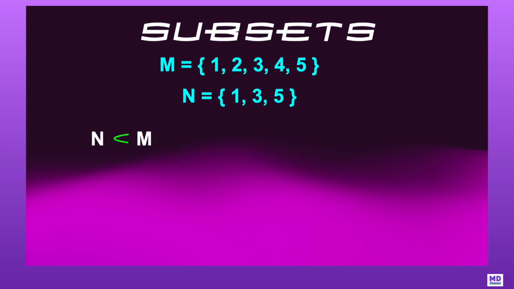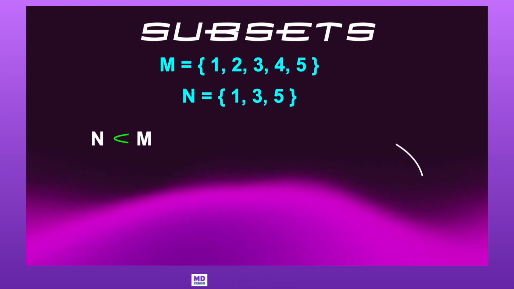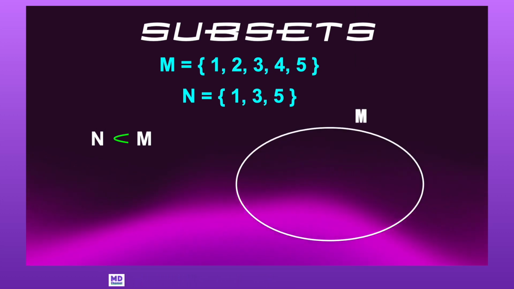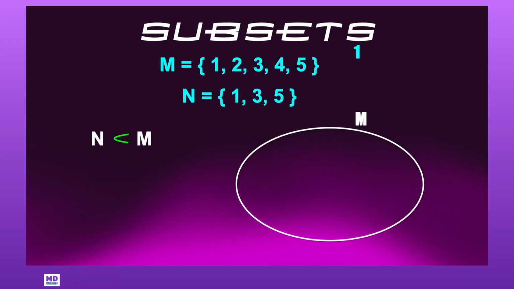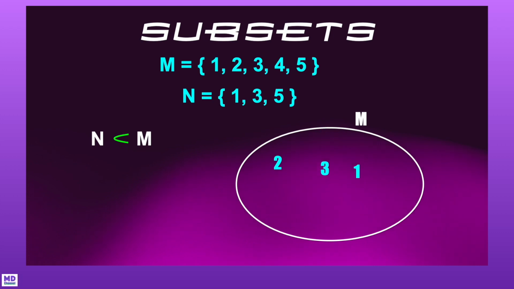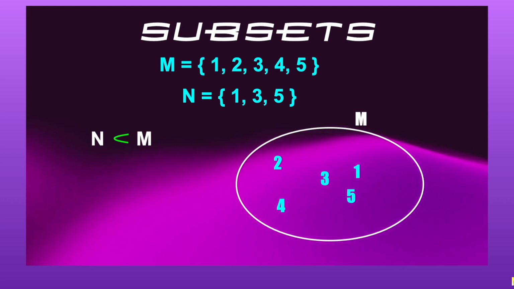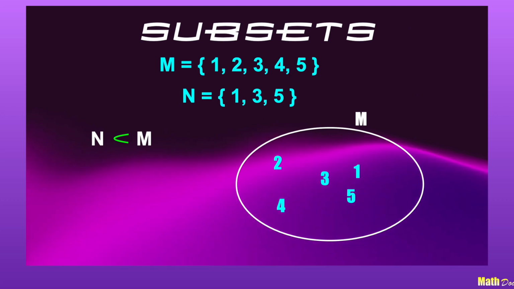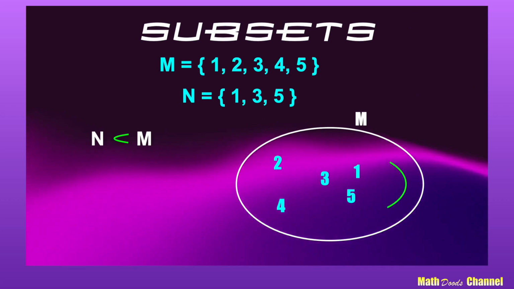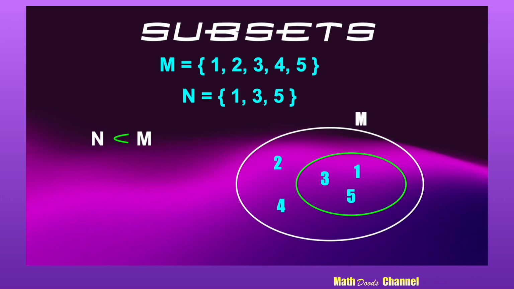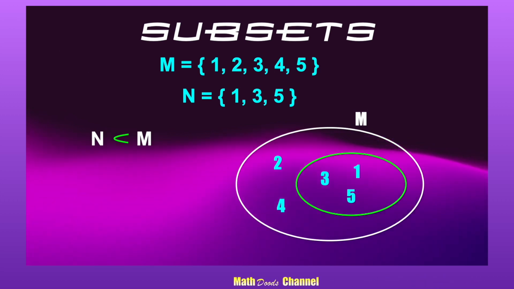So let us illustrate this sets' relationship in a diagram. So this is set M. The elements of set M are 1, 2, 3, 4, and 5. And the elements of set N are 1, 3, and 5. So we will just encircle 1, 3, and 5, and we will label this as set N.